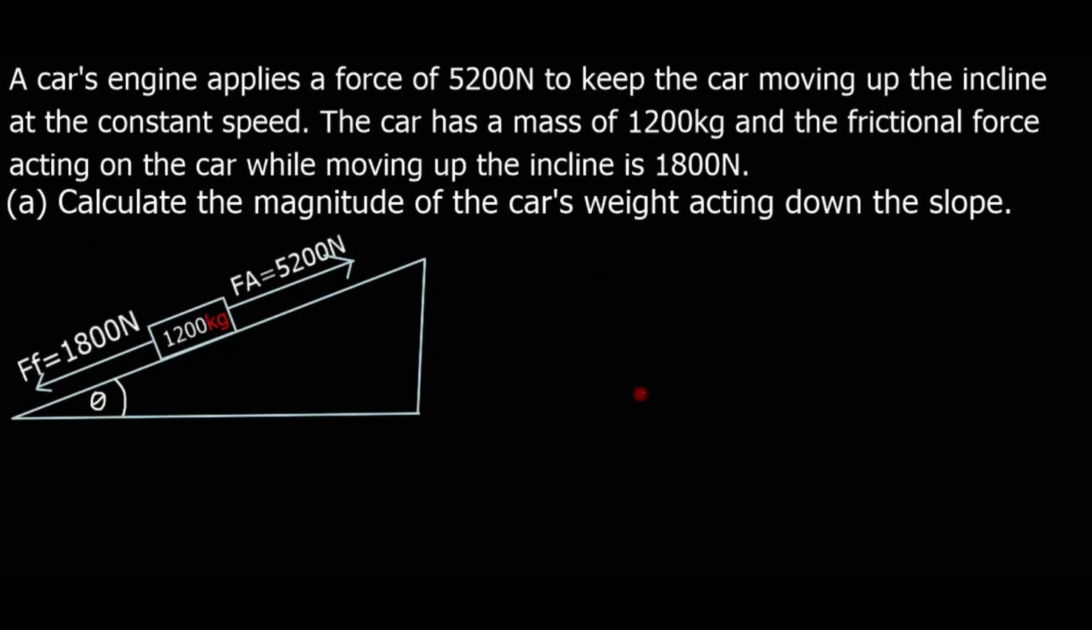This one here: a car's engine applies a force of 5200 newtons to keep the car moving up the incline at a constant speed. The car has a mass of 1200 kilograms and the frictional force acting on the car while moving up the incline is 1800 newtons.